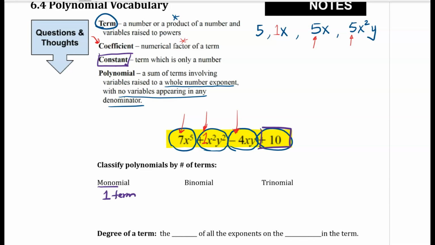An example of this might be just x squared, or it could be 3x squared, but there's nothing added or subtracted. That's all one term. If we have a binomial, bi means 2, so that means 2 terms. An example of a binomial might be 2x plus 3. If we have a trinomial, tri means 3, so that has 3 terms in it. An example of a trinomial might be x squared minus 5x plus 10. Polynomials that have more than 3 terms don't have a special name.